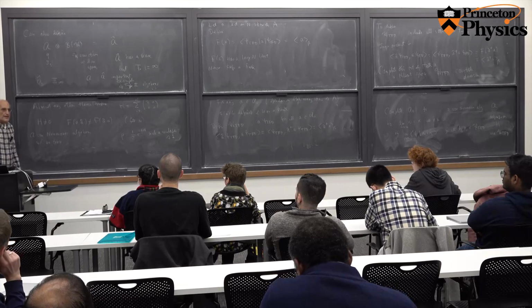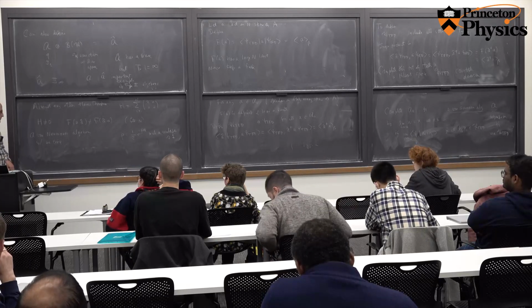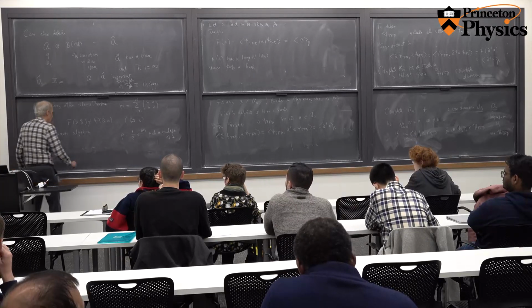So, with any non-zero Hamiltonian, we're going to get an algebra that doesn't have a trace. It's called a von Neumann algebra of type 3.